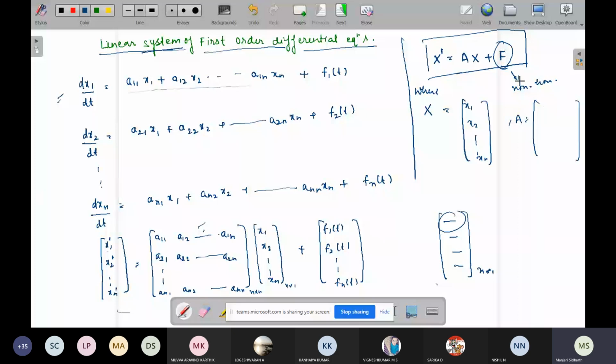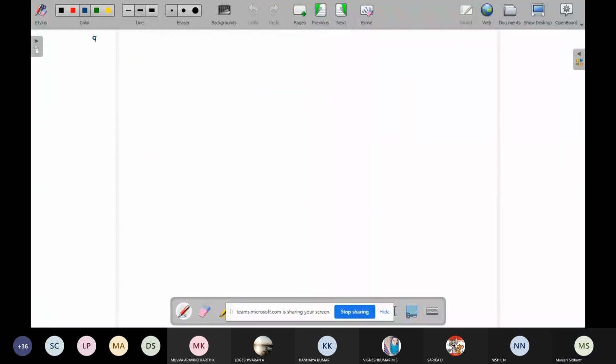If it contains f, this is a non-homogeneous system of first order differential equations. And suppose this f is 0, meaning it does not contain any function of the independent variable t. That means this is a homogeneous system of differential equations. So let's discuss. If the system is homogeneous, then you will simply have x dash is equal to Ax.